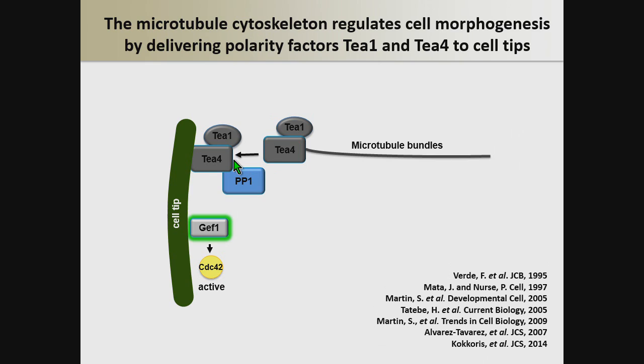Once at the cell tips, the microtubule polarity markers Tea4 and Tea1 recruit other effectors important for polarized growth. And one of these effectors is the phosphatase PP1, as well as formin and Gef1. A great study by the Martin group showed that when you artificially move the Tea complex to the cell sides, you can recruit Gef1 as well as PP1 to the cell sides and promote Cdc42 activation in areas where it normally would not occur. However, the mechanism by which Tea4 promotes Gef1-mediated Cdc42 activation is currently unknown.